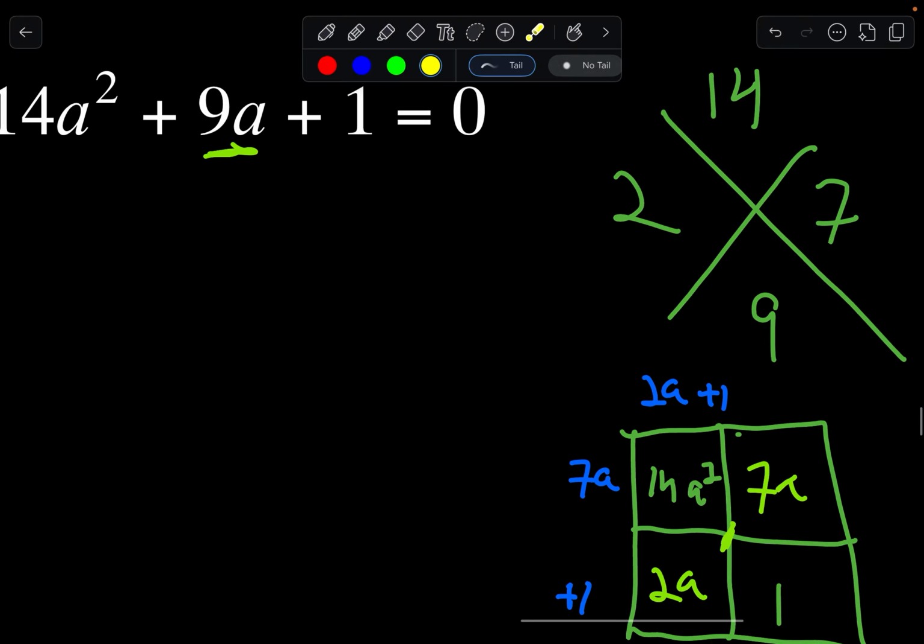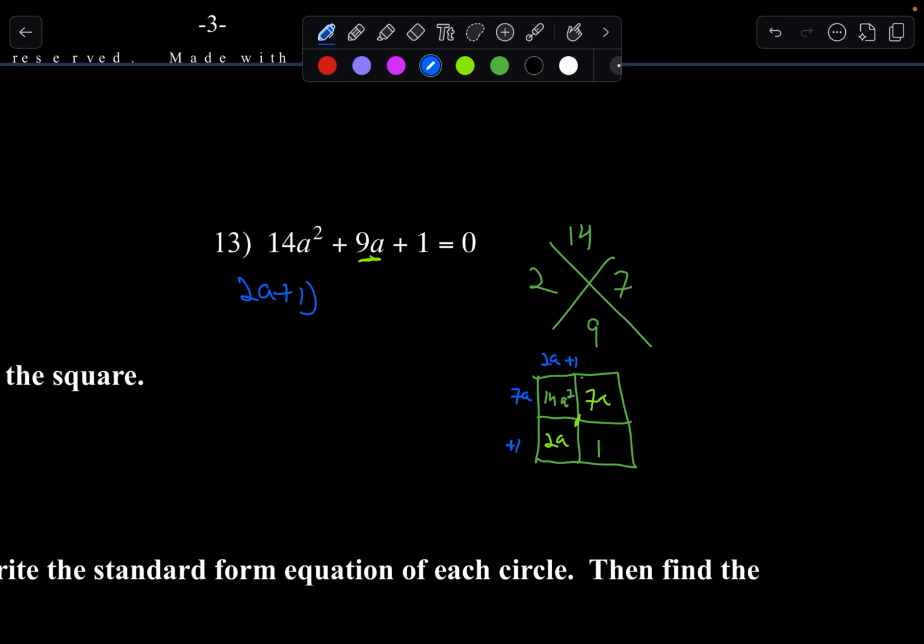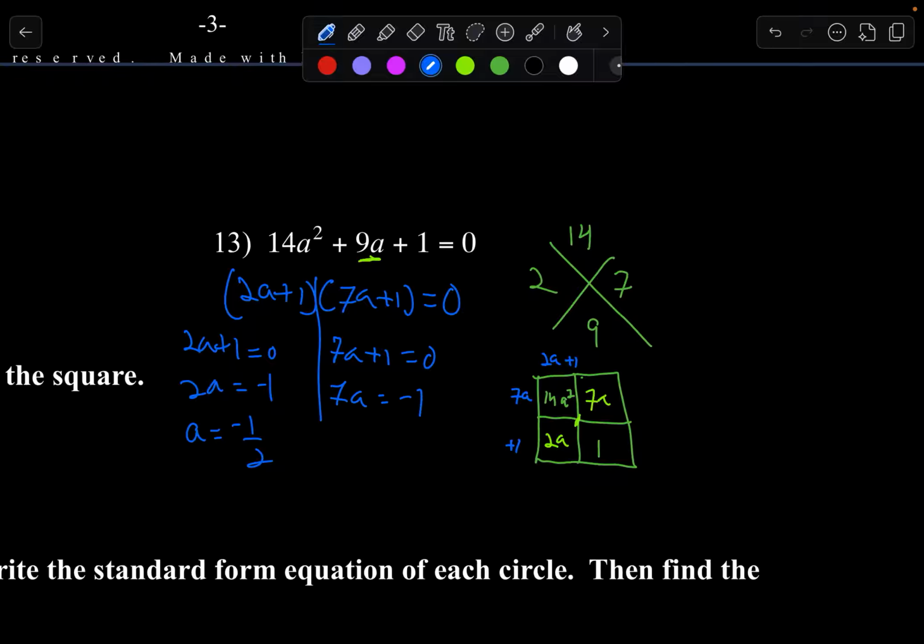So the factored version of this is now going to be 2a plus 1 times 7a plus 1 equals 0. Each one of these, 2a plus 1 equals 0, 2a equals negative 1, a equals negative 1/2. And this other one, you solve 7a plus 1 equals 0. Subtract 1, 7a equals negative 1. Divided by 7, you get a equals negative 1/7. Those are the two solutions.